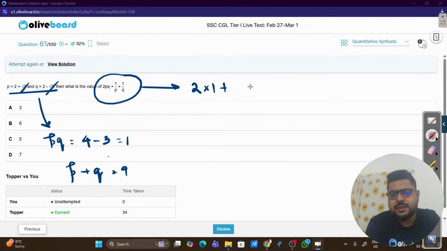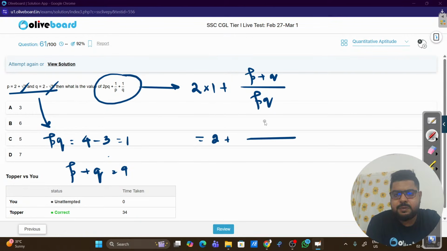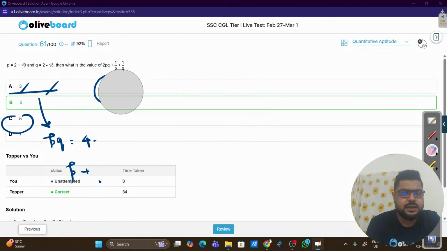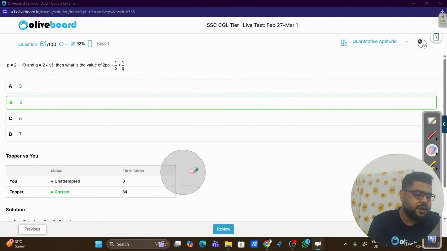2 into 1 plus, this is PQ here. Numerator will be P plus Q. So 2 plus, P plus Q is 4, divided by PQ, which is 1. So the answer is 6. Option B. Option B, 6 is the correct answer. Done, understood. Moving on, sir.